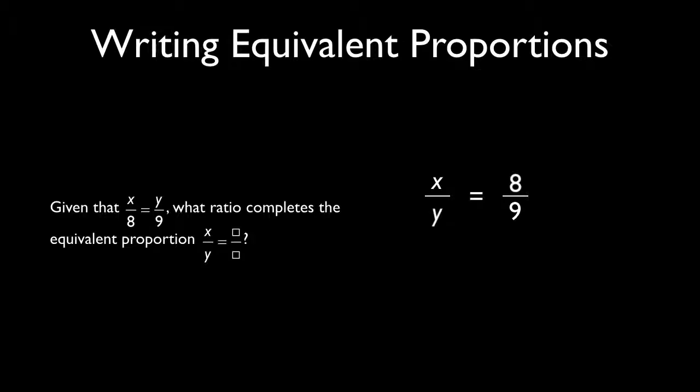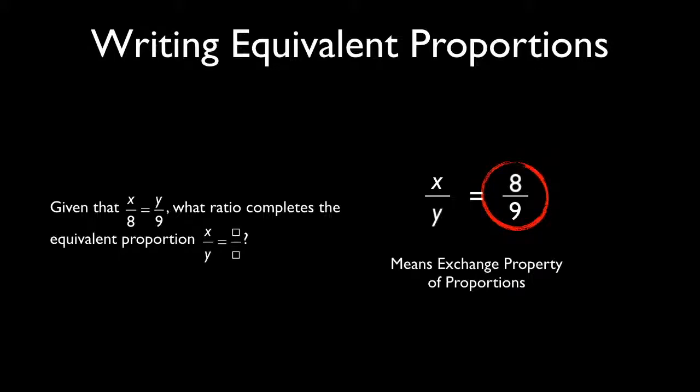Oh, wait. What did we just do? Didn't we just exchange the means? That's the means exchange property of proportions, which tells us that the ratio that completes the proportion is this 8/9. And we're done. So that's how we can use these properties of proportions to both solve proportions and write equivalent proportions.